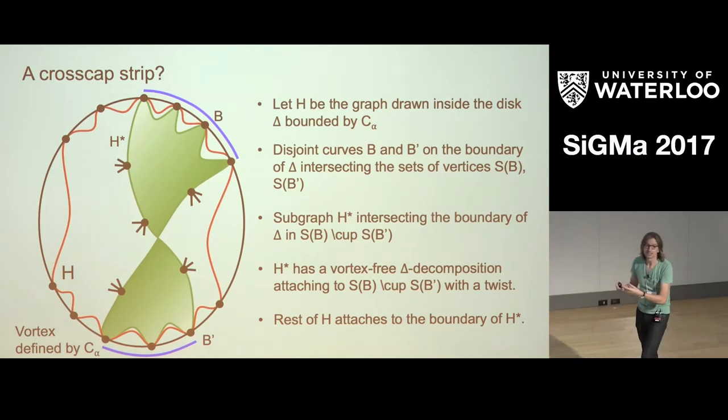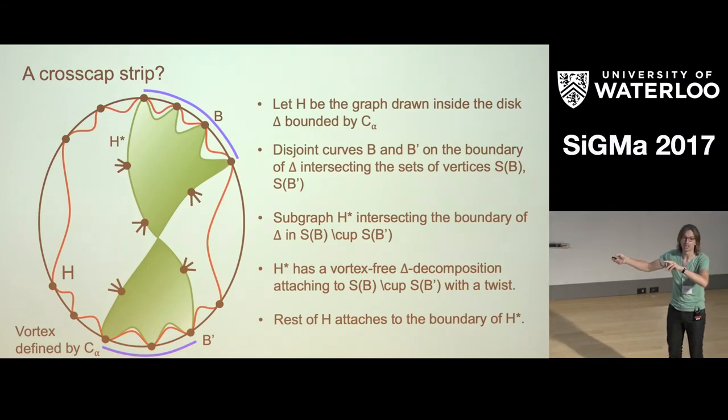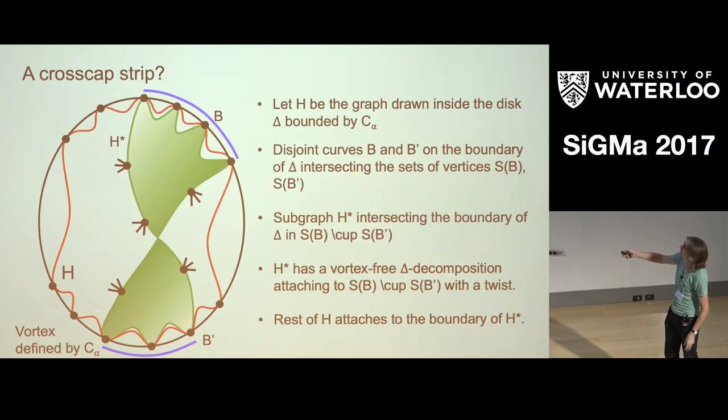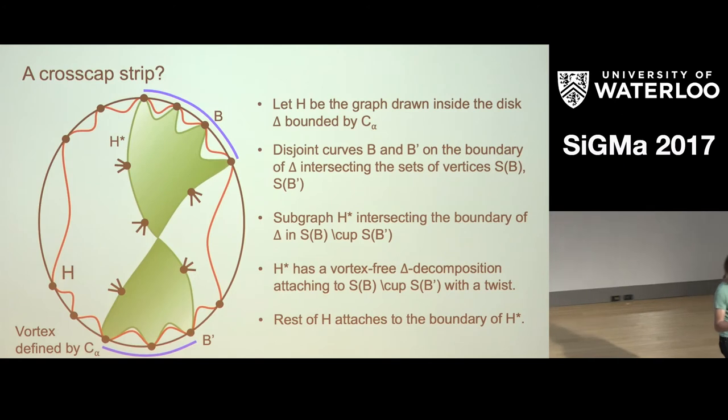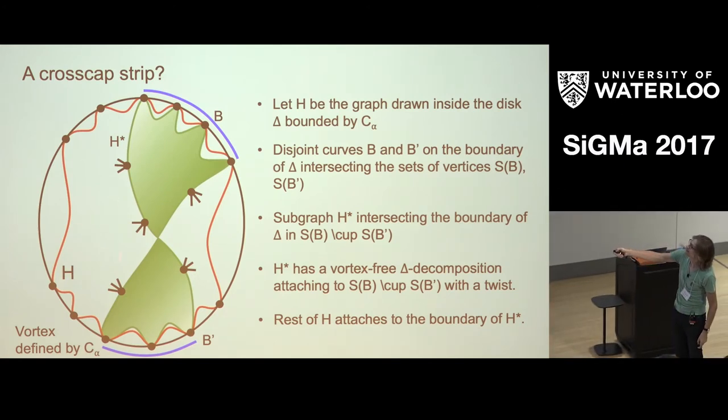And it lives inside H. So how does the rest of H attach to that subgraph? Well, it attaches only onto the boundary of that embedding of H prime in the disk. That is, all the vertices of H prime which have edges going to H have to be embedded on the boundary here.